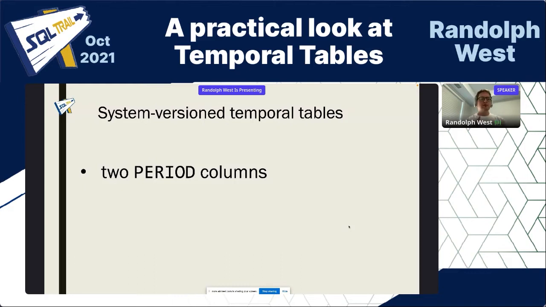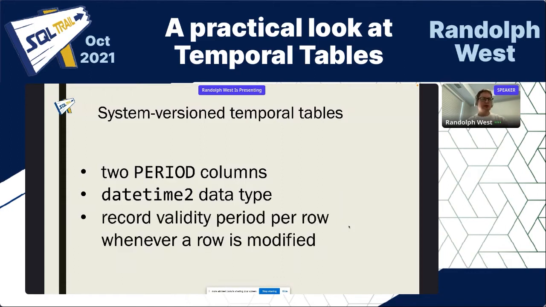The only proviso for using period columns in your temporal table is that they have to be the datetime2 data type. You can have any number of decimal points from 0 through 7 behind that, but it has to be a datetime2 data type. And because it's system managed, it records the validity period per row whenever a row is modified.